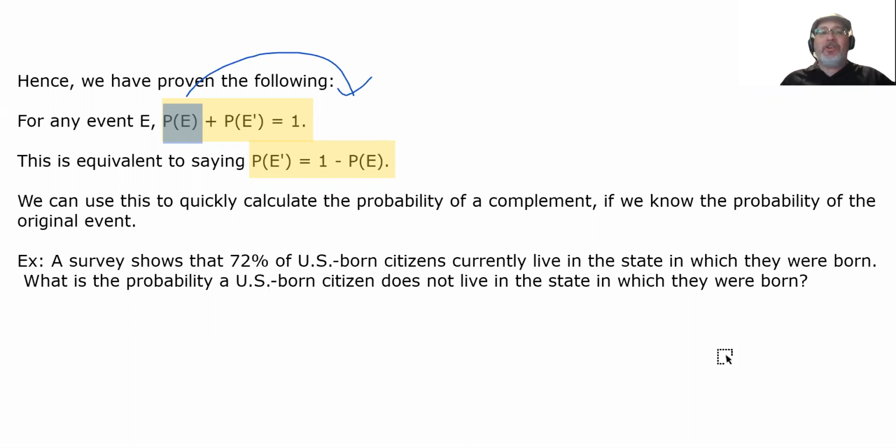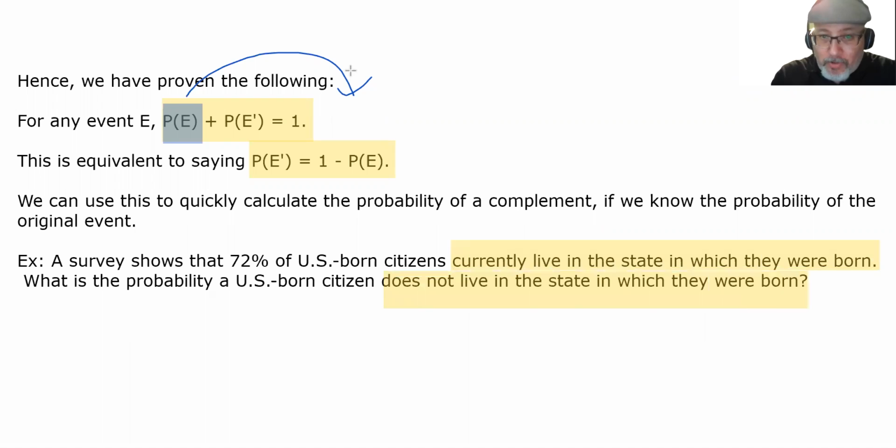A survey shows 72% of US-born citizens currently live in the state in which they were born. I totally made up that statistic. What is the probability a US-born citizen does not live in the state in which they were born? Well, we have two events. We pick a US-born citizen and ask him a question: do you currently live in the state in which you were born? So currently live in the state in which they were born is an event. Does not live in the state in which they were born is the complement of that event.